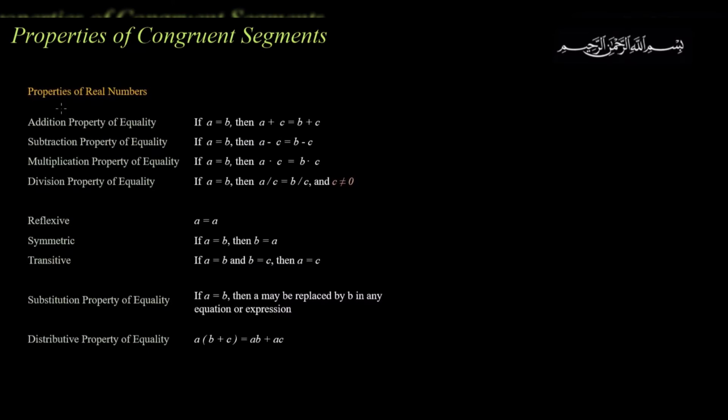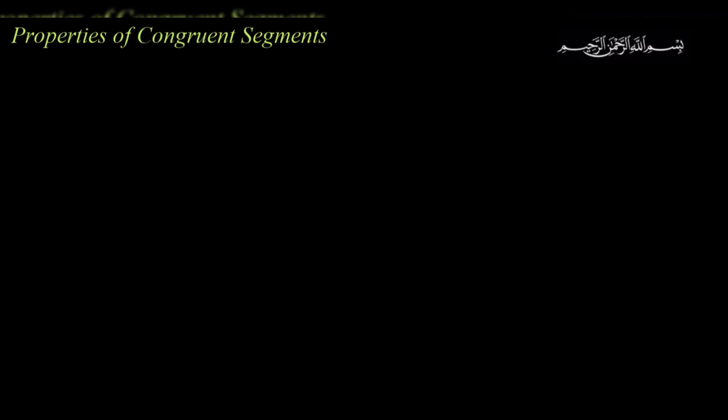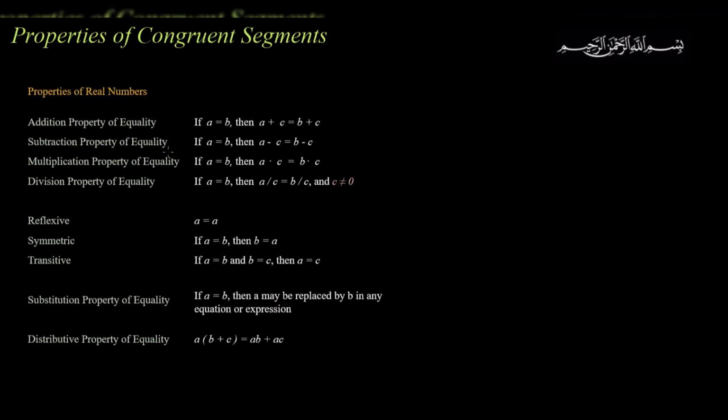If you recall, these are properties of real numbers. There's the addition property of equality for real numbers and the subtraction property of equality. So this should really say properties of equality for real numbers: the addition property, the subtraction property, the multiplication property, and the division property. These are the properties of real numbers which we have talked about before.